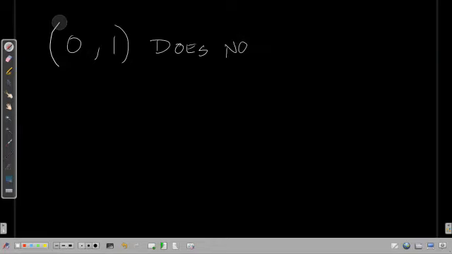So if I'm talking about the interval from 0 to 1, then this thing does not include 0 or 1. It does not include 0, and it does not include 1.